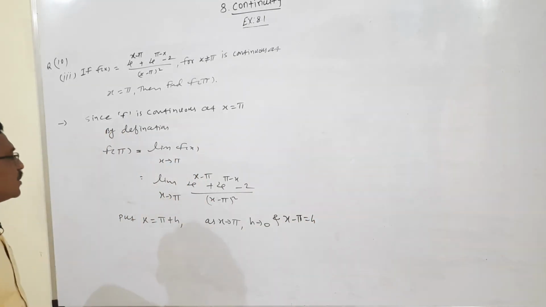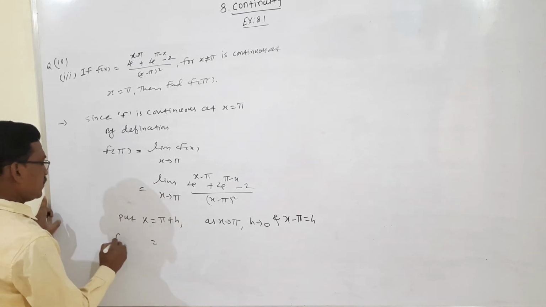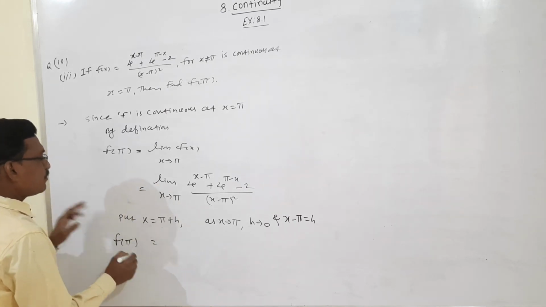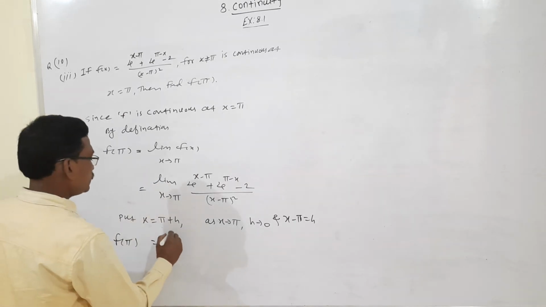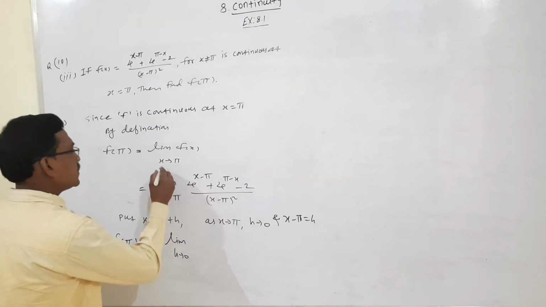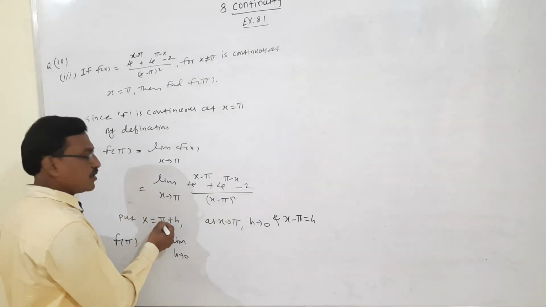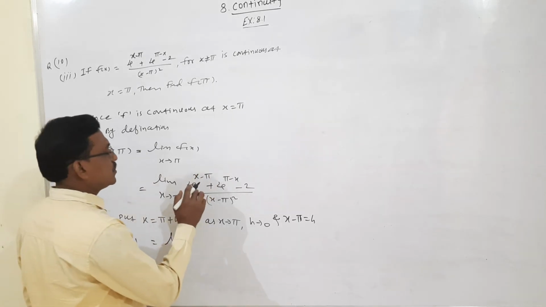Okay. So therefore, our function f of pi is equal to the limit as h tends to 0. The interval changes here, because where there is x we put pi plus h.